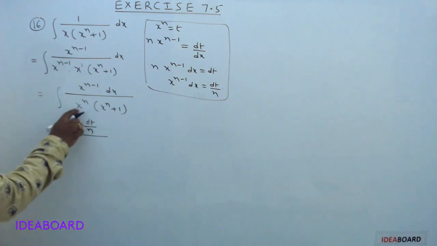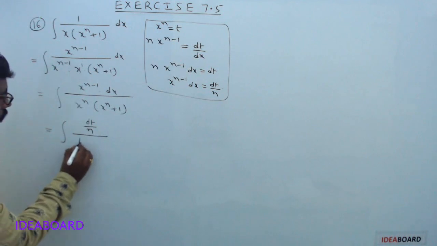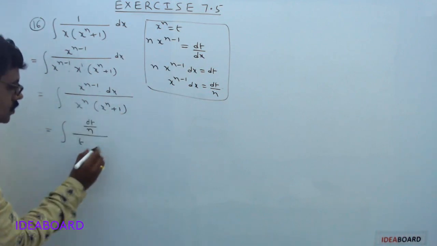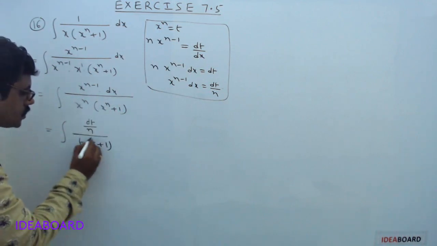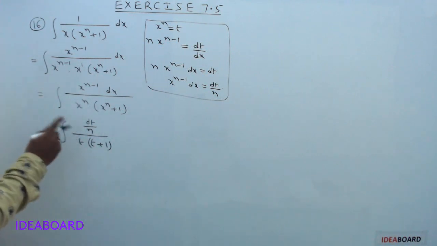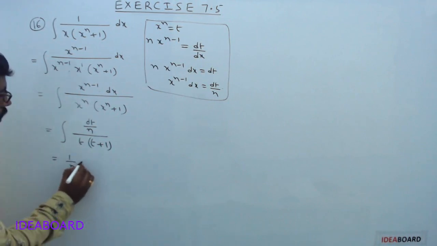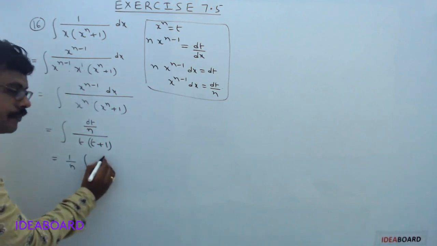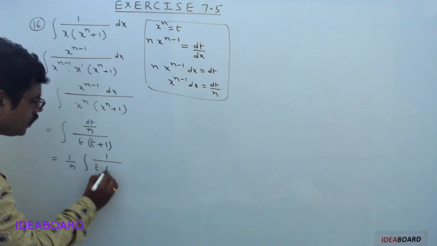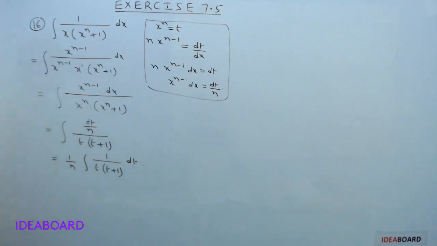divided by x^n. x^n is your substitution t, and x^n + 1 is t + 1. Here 1 by n is the constant term, so you can take it outside of the integral. This is 1 by n into the integral of 1 divided by t into (t + 1) dt.